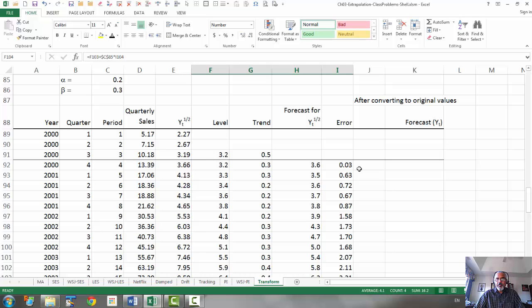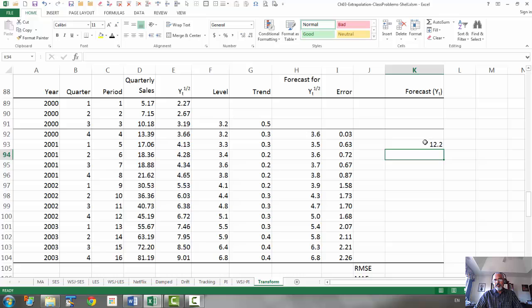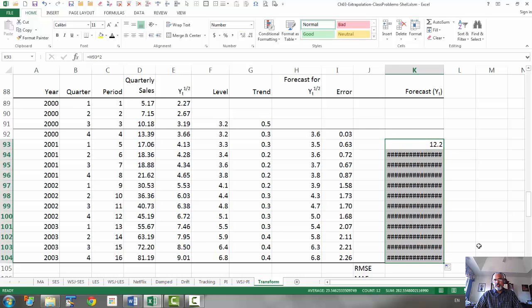Okay. Now we need to transform. So we've set the model up. Now we need to transform the forecast for the transformed y back into a forecast for y, and we'll do that starting from period 5. So the antidote for the square root transformation is to square it, to take that value and square it. And that will bring it back to our original value.